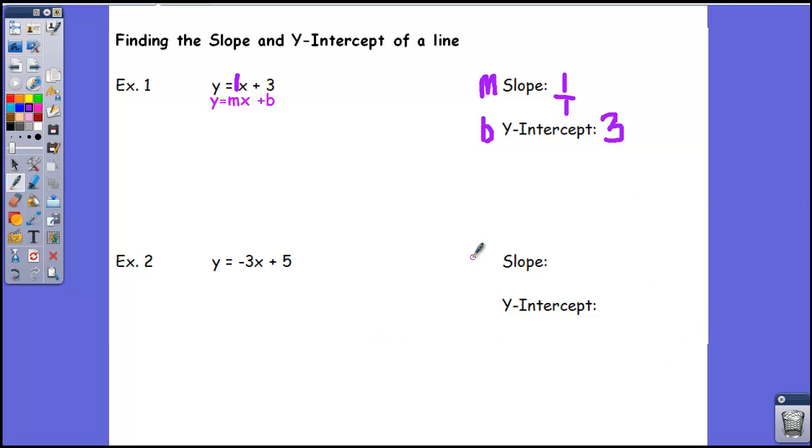Now for example 2, remember slope is m, y-intercept is b. So I have to look at my equation. y equals negative 3x plus 5. If I replace this and say y equals mx plus b, I know my m is negative 3. That's really negative 3 over 1. To turn any whole number into a fraction, you put it over 1. And my y-intercept is my b. That's my plus 5, or positive 5.